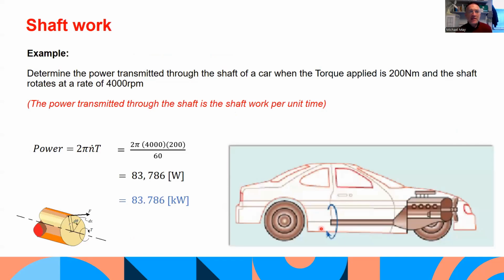So, a simple example: determine the power transmitted through the shaft of a car when the torque applied is 200 Newton meters and the shaft rotates at a rate of 4,000 RPM. So we'll change the RPM to revs per second. So divide by 60, so it's 2 pi n dot by torque, and we get 83.786 kilowatts.